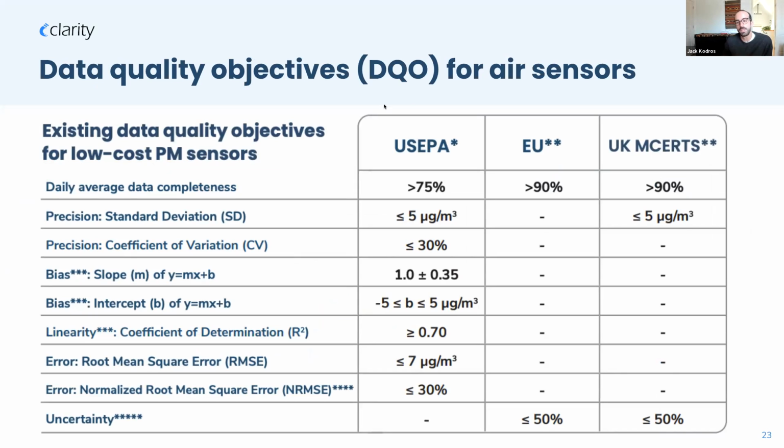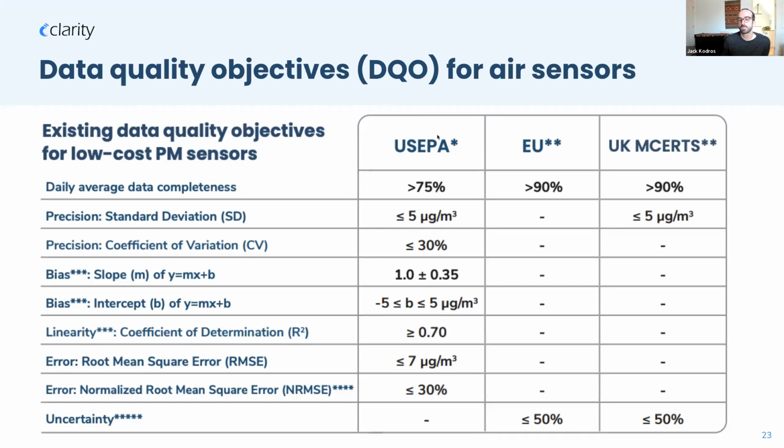So the US EPA has provided some data quality objectives for calibrations and sensor performance. And I'm not going to go over all of these terms. There are a lot of statistical concepts. I really just want to point out this table for a couple of reasons. First, the EPA has provided a number of metrics that look at different aspects of performance, and it's important to consider all of those.